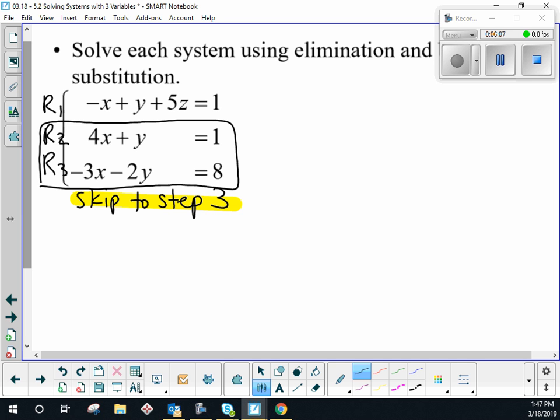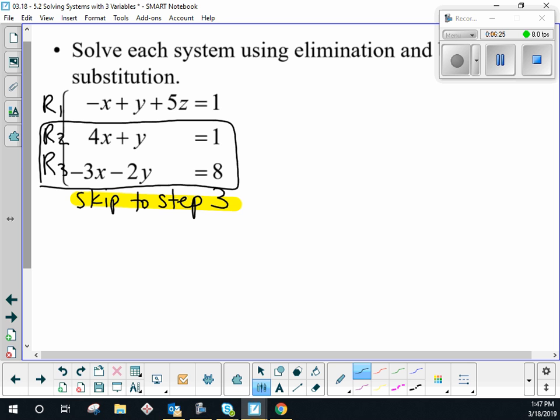How many of you like elimination? And how many of you like substitution? Does anybody prefer substitution? Okay, you can do whichever way you like. I prefer elimination, so I'm going to go with that. But you're welcome to do substitution by yourself on your notes. You'll get the same answer if your math is good.